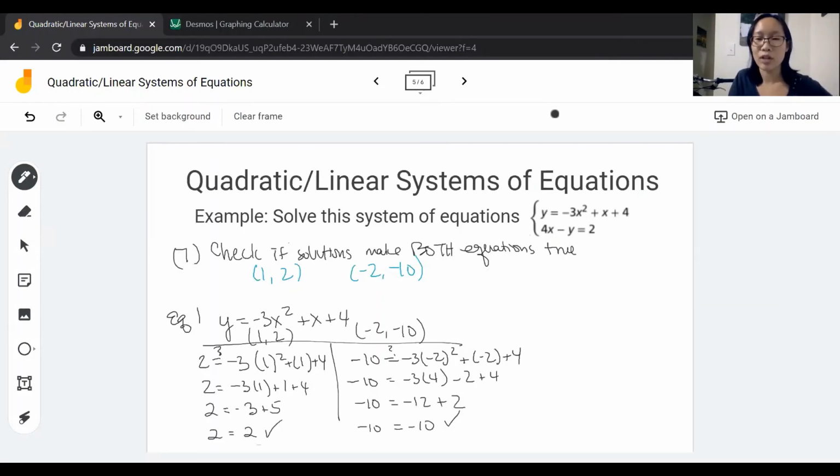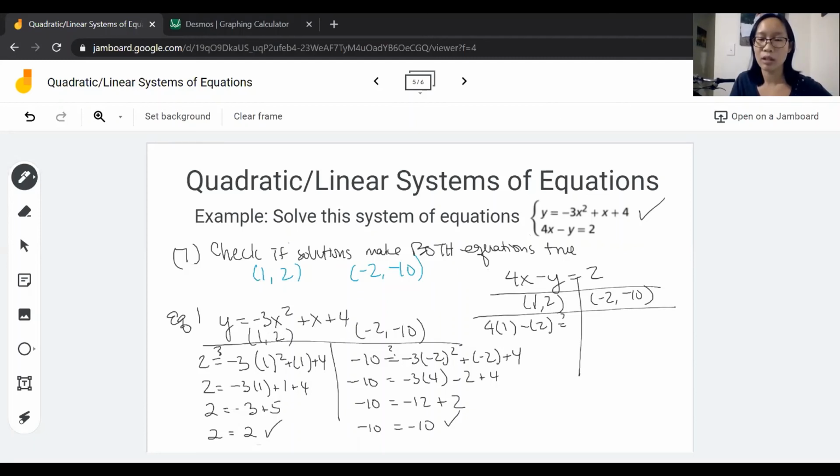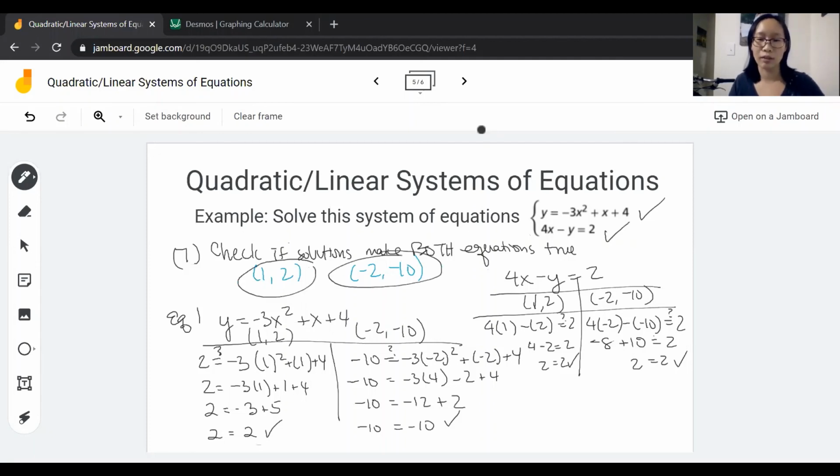My first equation has both points on it, so now I'm going to check my second one. 4x minus y is equal to 2, and I'm going to check (1, 2) and (negative 2, negative 10). Plugging in again gives me 4 times 1 minus 2. I want to know if that equals 2, and then I have 4 times negative 2 minus a negative 10, and I want to know if that equals 2. I'm going to pause the video here and finish checking. My second equation has both points on it, so now I know that my two solutions, (1, 2) and (negative 2, negative 10), really are my solutions.